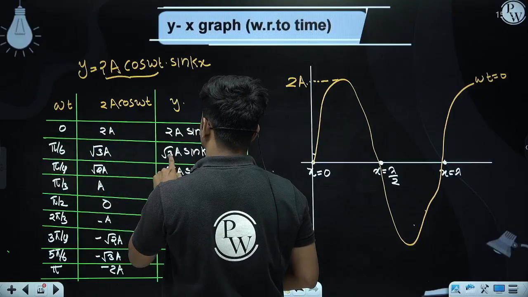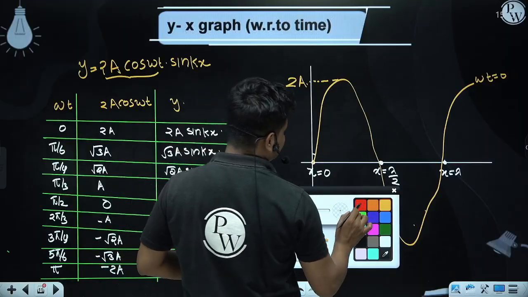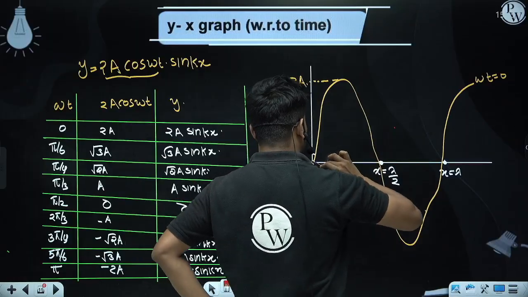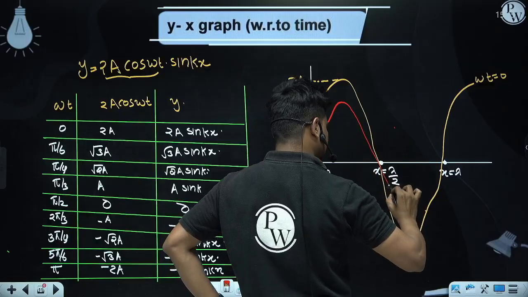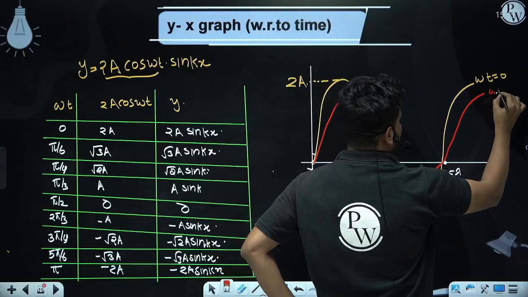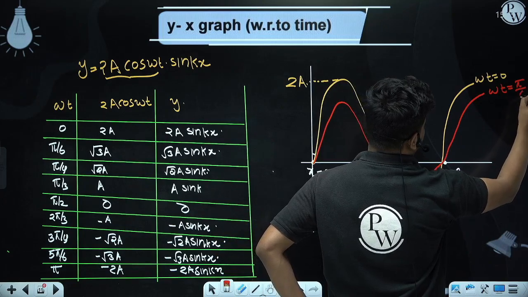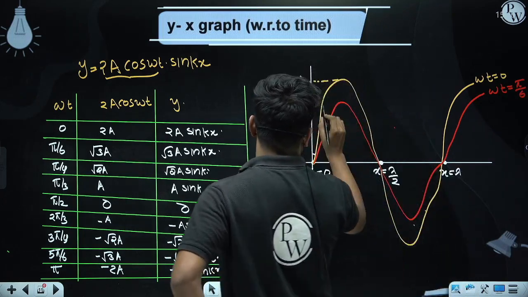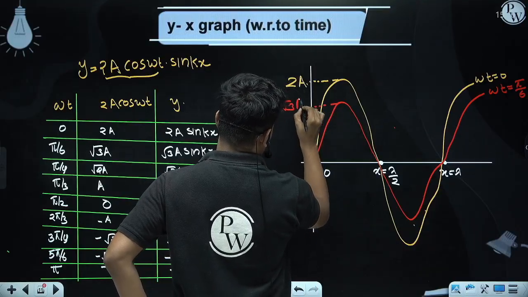what is the value expression? Root 3a sin kx. How to draw? Like that. Root 3a is the amplitude. So when omega t becomes pi by 6, what is the amplitude? The amplitude is root 3a.